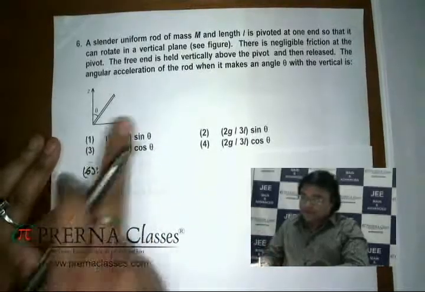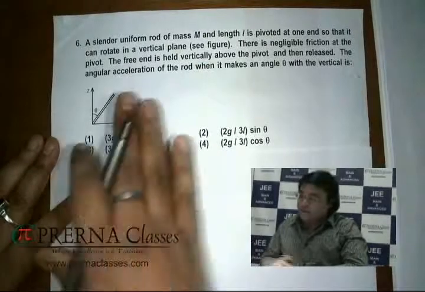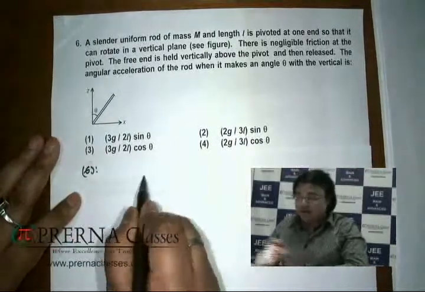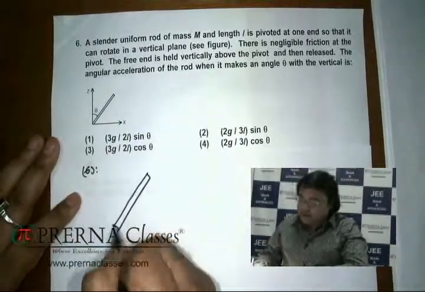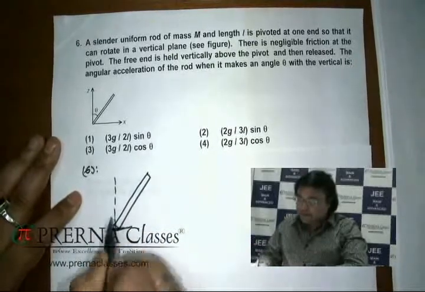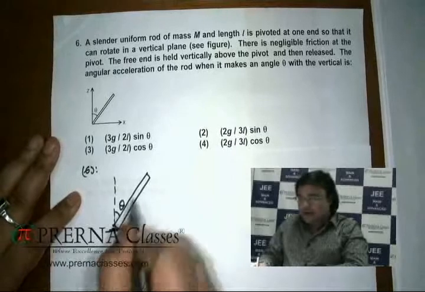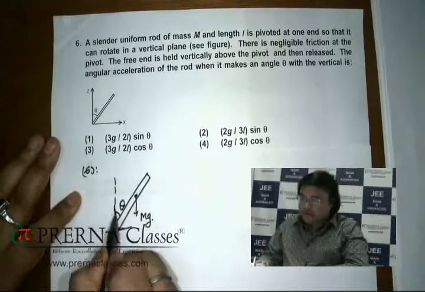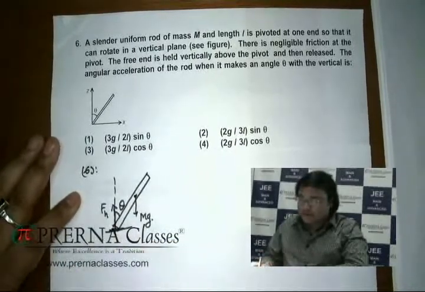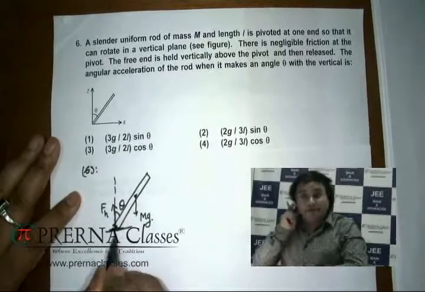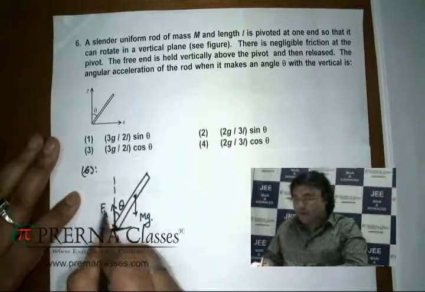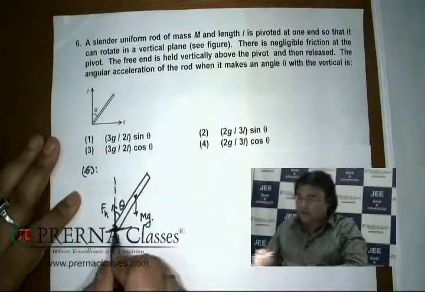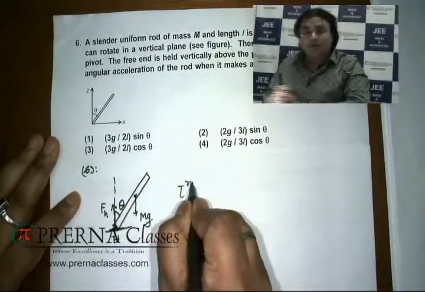Okay, next one, question number 6, is based on the basic concept of torque. In this setup, we have to find the angular acceleration of the rod about the hinge point. So, at the same instant, that angle is theta. Okay, if we indicate the forces acting on the rod, one of the forces is mg and the other force acts from the hinge point. Let us say it is FH. If I want to obtain the torque about the hinge point, then the torque of that force will definitely be zero, since it passes through that point.